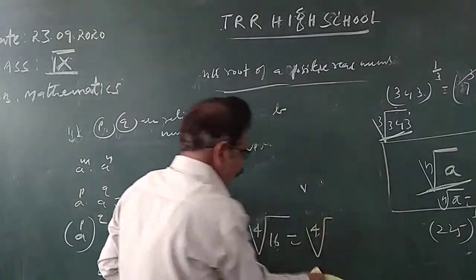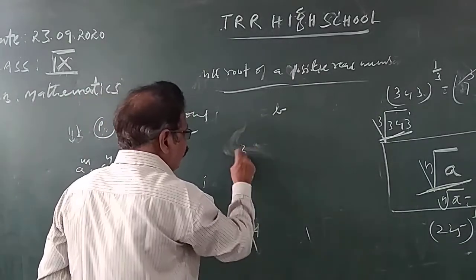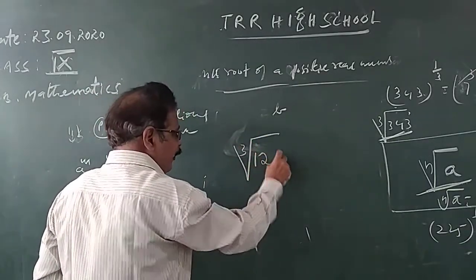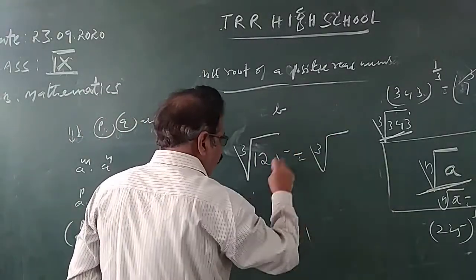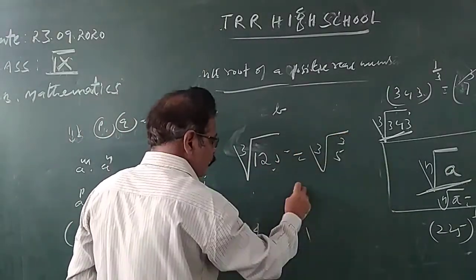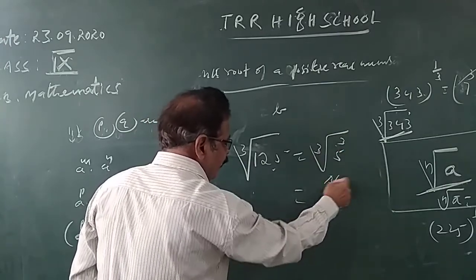One more example I give you. Write the cube root of 125. This is radical form, so change into exponential form. The cube root of 125 is what? 5 cubed. So write in exponential form: 5 to the power of 3 by 3, like this.